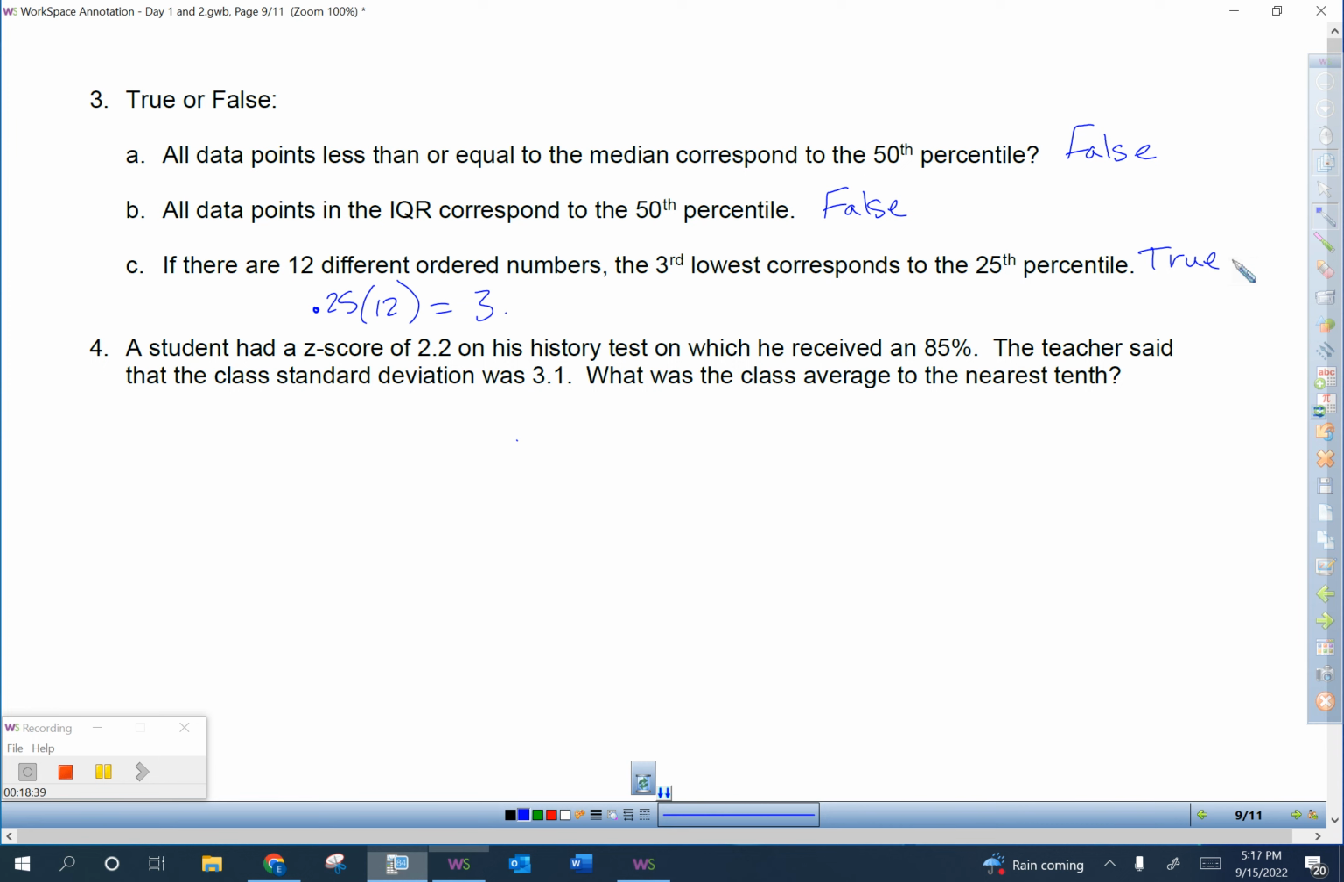All right, this next section is talking about Z-scores, so we're going to review what that looks like. A student had a Z-score of 2.2 on a history test, on which he received an 85%. So we're told two things here. The Z-score is 2.2, and that's positive, so that tells us standard deviations above the mean.